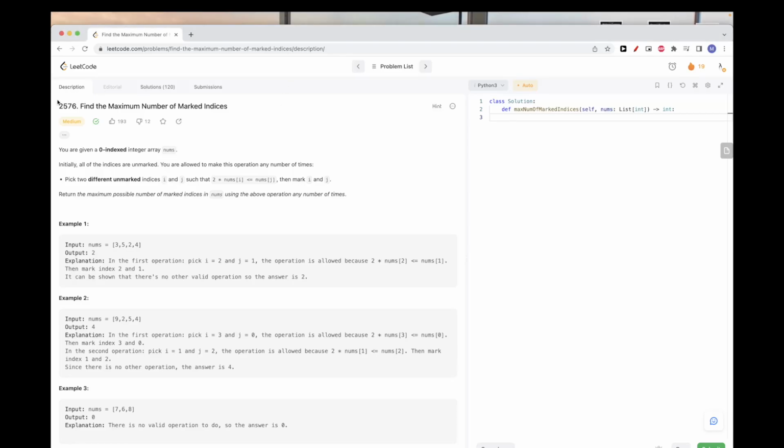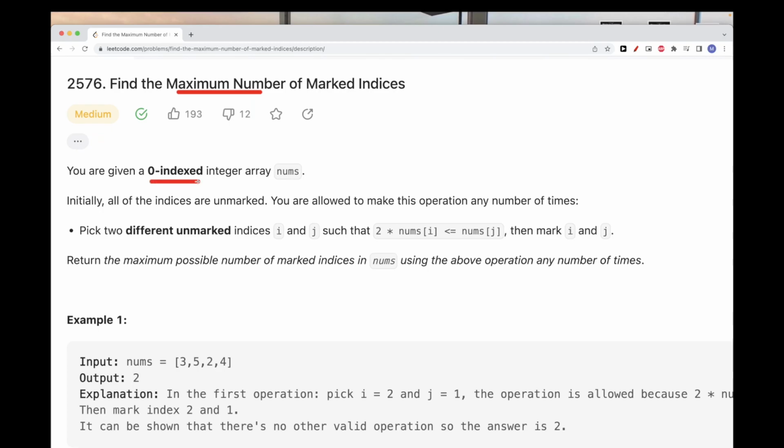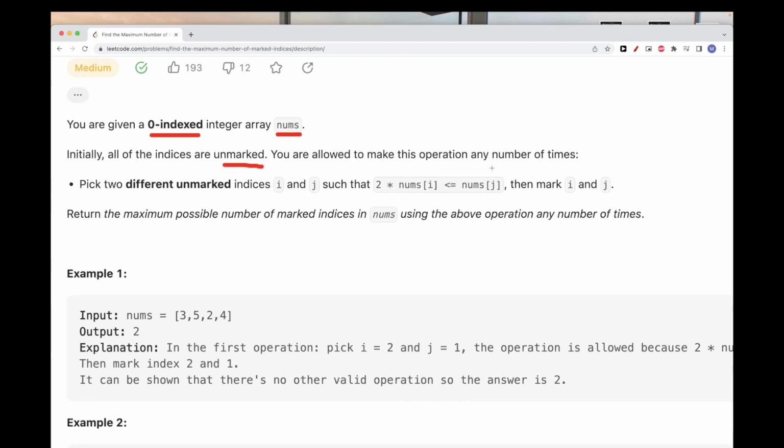Hello, so today we are going to do this problem, which is part of the Leetcode daily challenge. Find maximum number of marked indices, okay? So the problem says we get a zero indexed integer array of numbers, and initially all of the indices are unmarked, and we are allowed to make this specific operation any number of times.